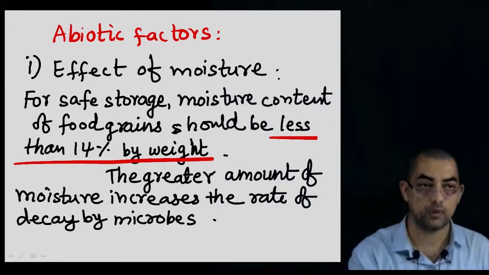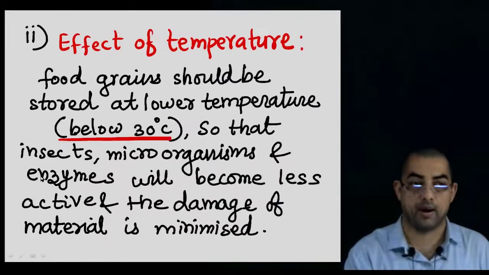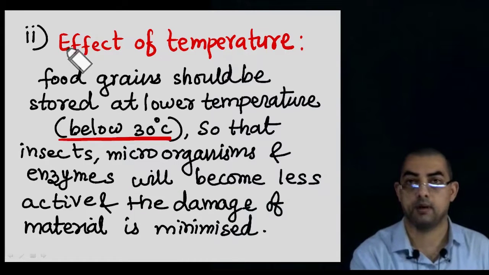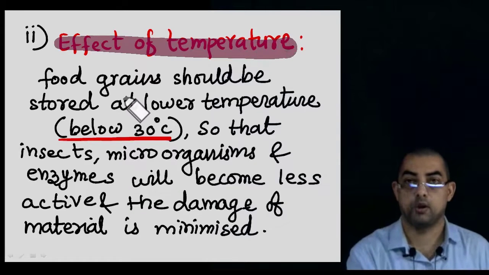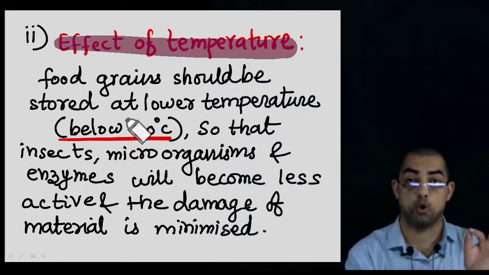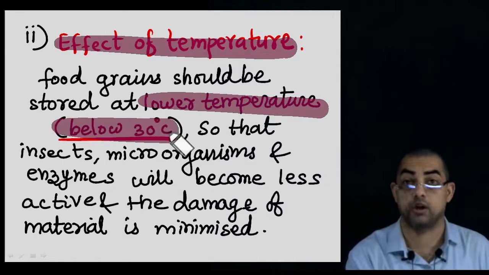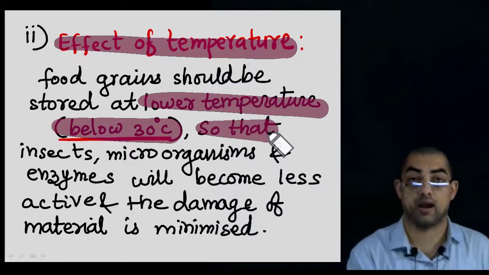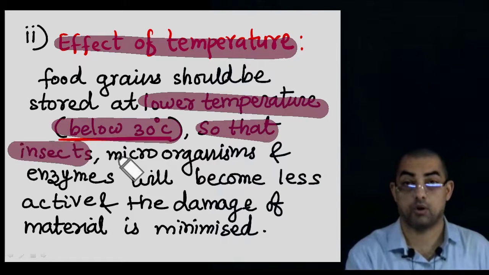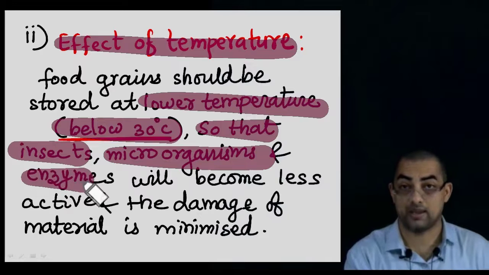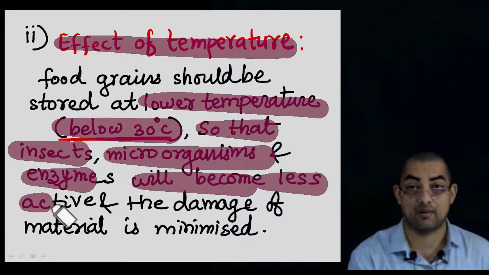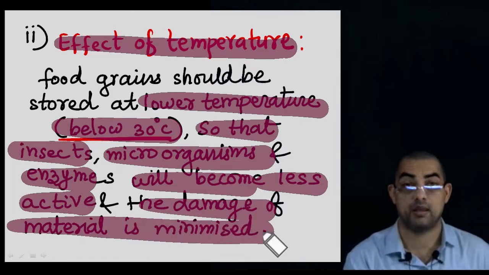The next abiotic factor is the effect of temperature. So food grains should always be stored at a lower temperature. What do you mean by this lower temperature? It is below 30 degrees Celsius. So that all the insects, all the microorganisms and all the enzymes will be less active and the damage of the material is minimized.